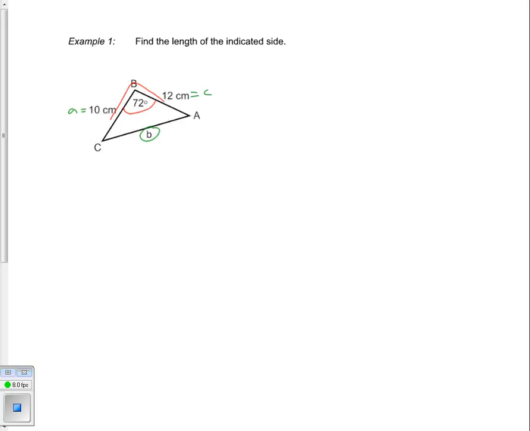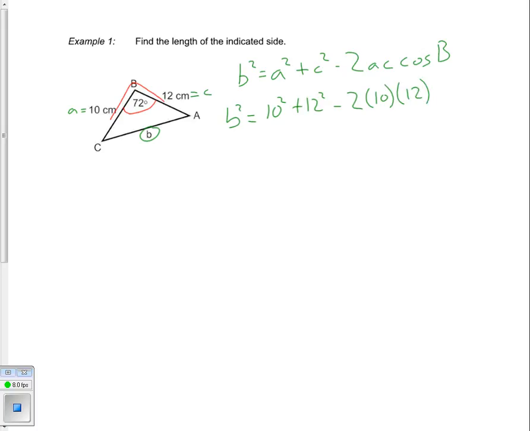And so if we go back in our notes and we refer back to it, we know that the equation is going to be B squared is equal to A squared plus C squared minus 2AC cos B. Okay, and so we're going to substitute in our values into this in order to solve. So we've got B squared is equal to 10 squared plus 12 squared minus 2 times 10 times 12 times cos of 72 degrees.